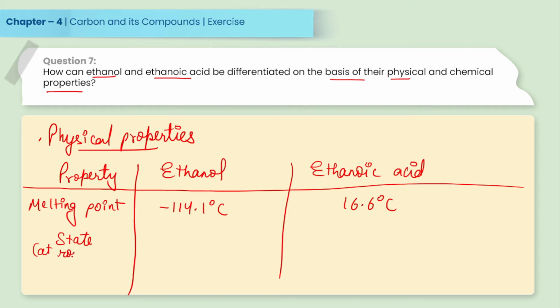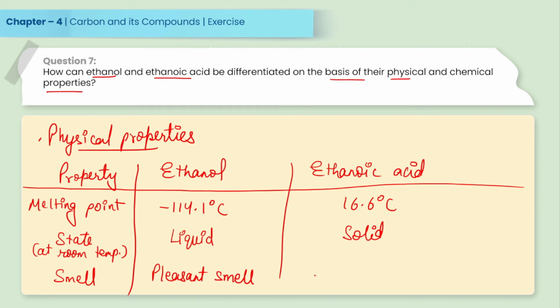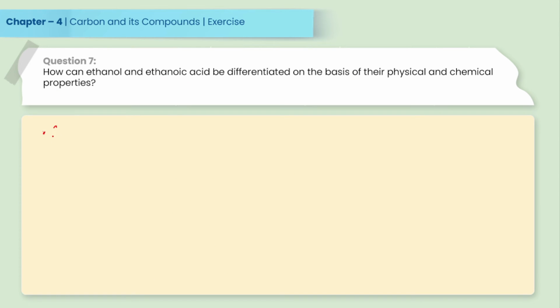State at room temperature. So ethanol is liquid at room temperature and ethanoic acid is solid at room temperature. The next physical property is smell, and the smell of ethanol is pleasant, although smell of ethanoic acid is vinegar-like smell. Now let us differentiate them on the basis of their chemical properties.